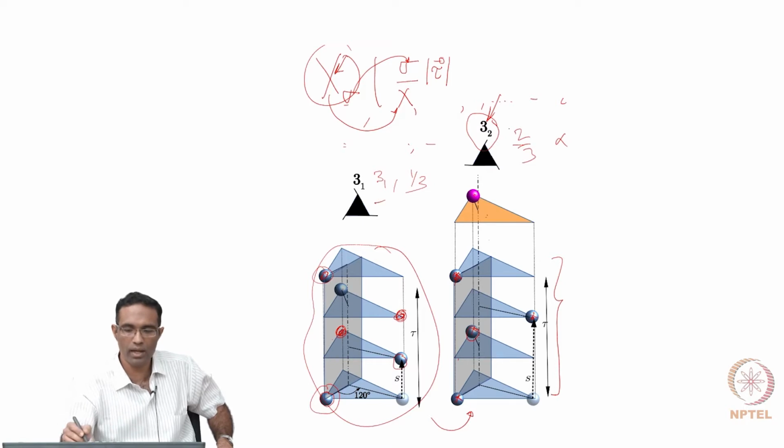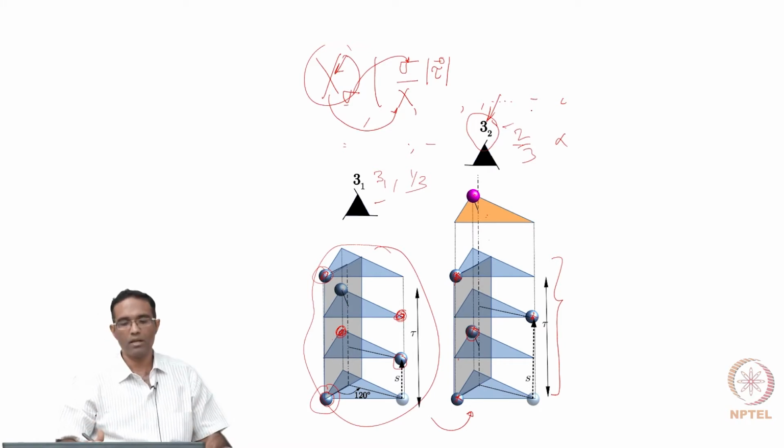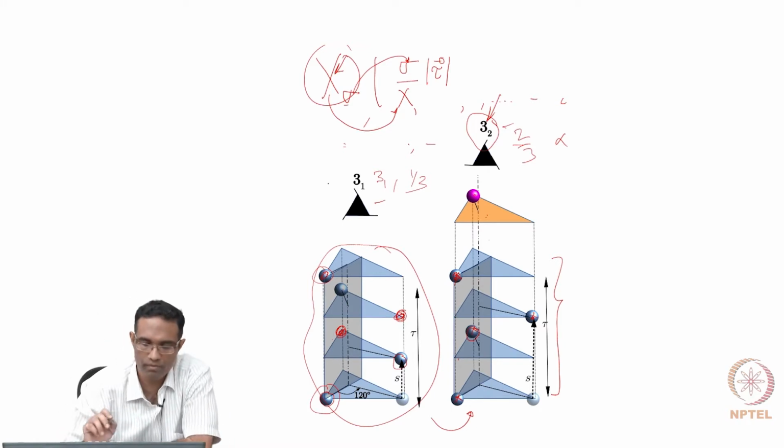Consequently, 3-1 and 3-2 are essentially mirror images of each other, and they are called something. I gave you a name last class, enantiomorphous pairs, right? They are called enantiomorphous pairs. There are some interesting physical consequences because of the presence of this symmetry. Okay, so we won't be discussing that in this class.